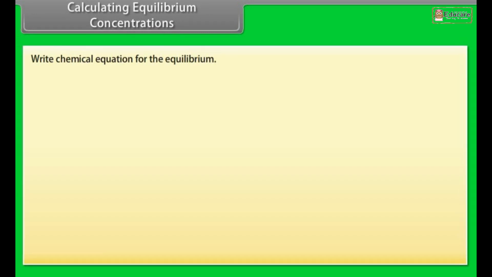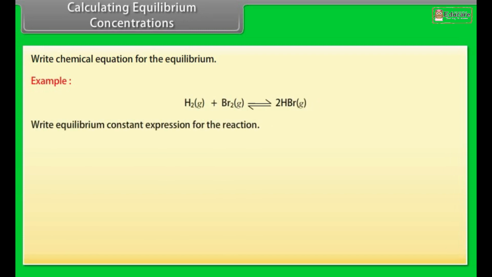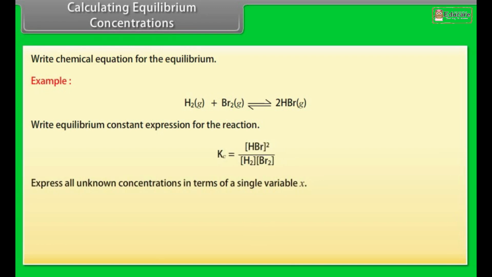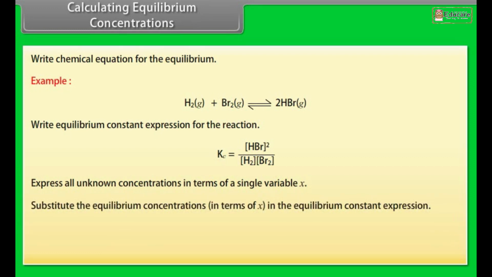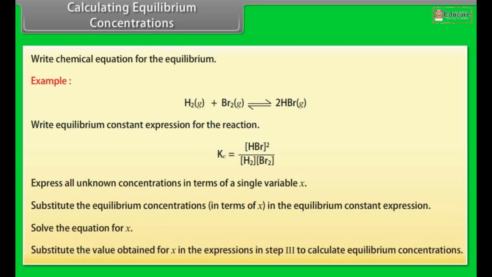Calculating equilibrium concentrations. Step 1: Write the chemical equation for the equilibrium. Step 2: Write the equilibrium constant expression for the reaction. Step 3: Express all unknown concentrations in terms of a single variable x. Step 4: Substitute the equilibrium concentrations in terms of x in the equilibrium constant expression. Step 5: Solve the equation for x. Step 6: Substitute the value obtained for x in the expressions in step 3 to calculate equilibrium concentrations.